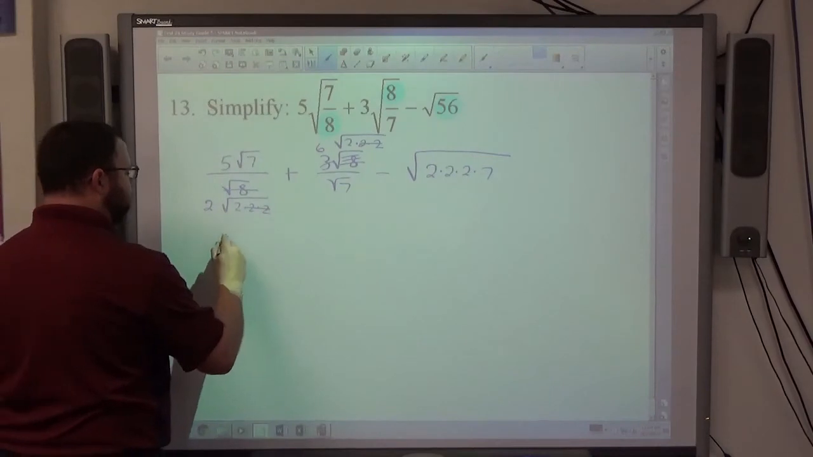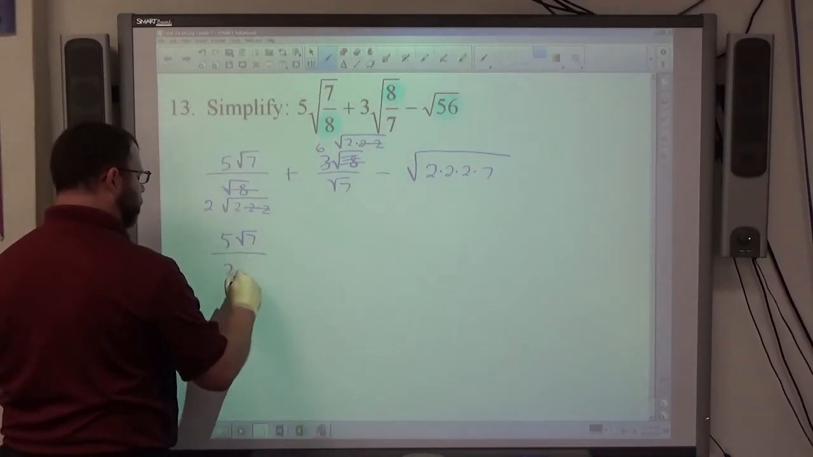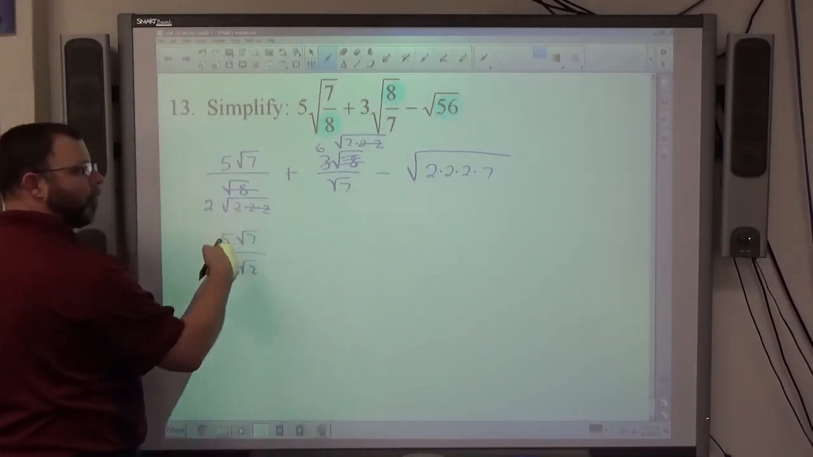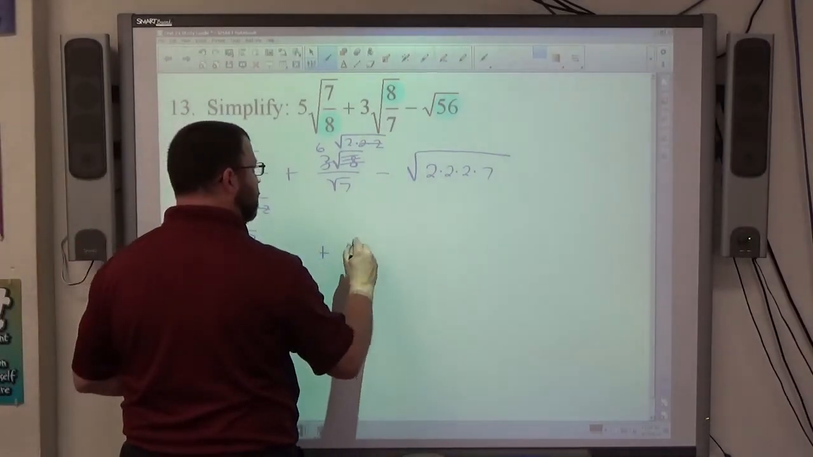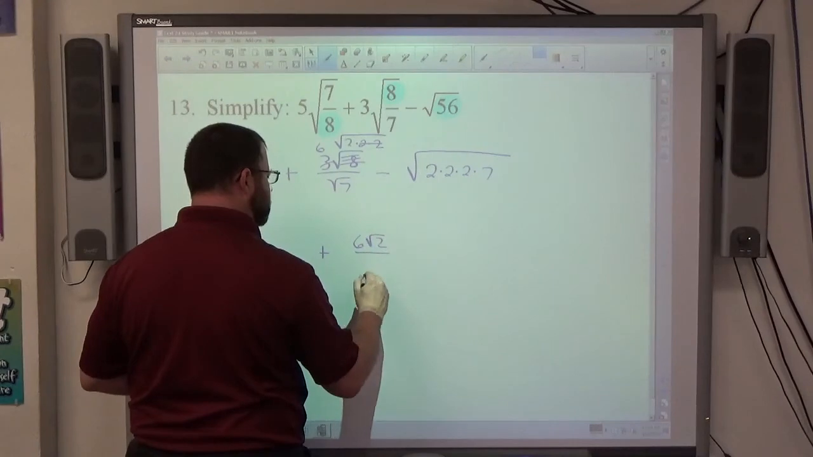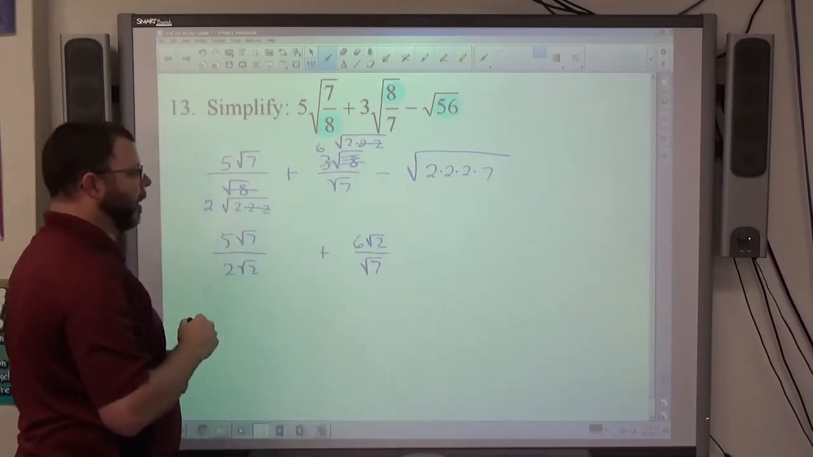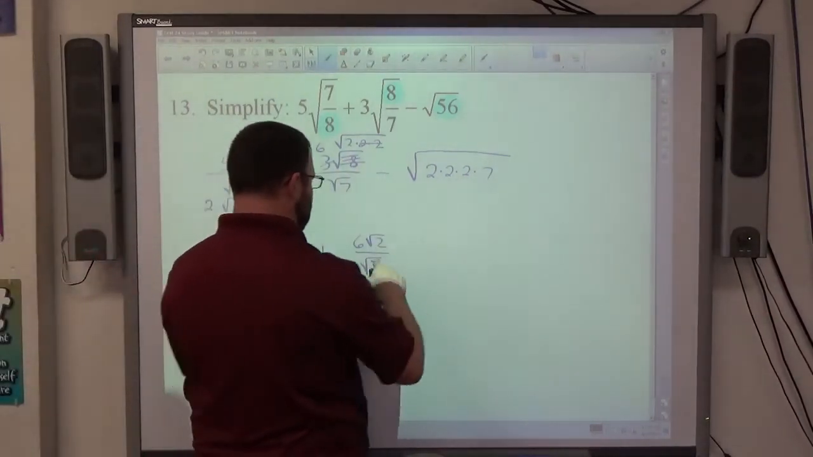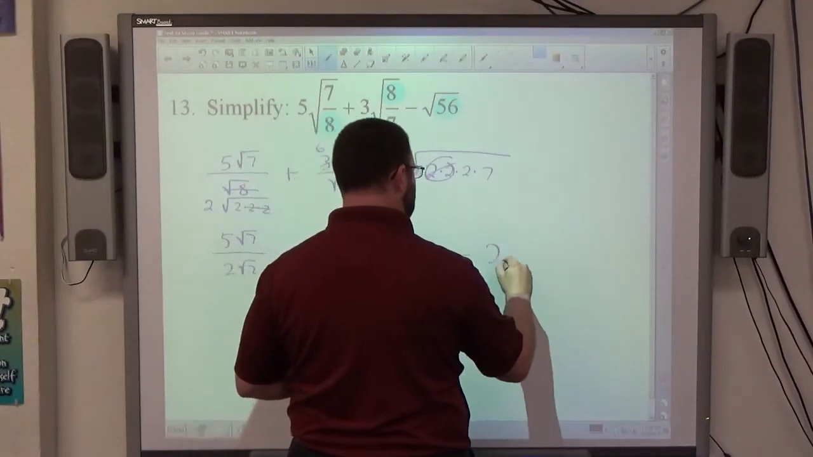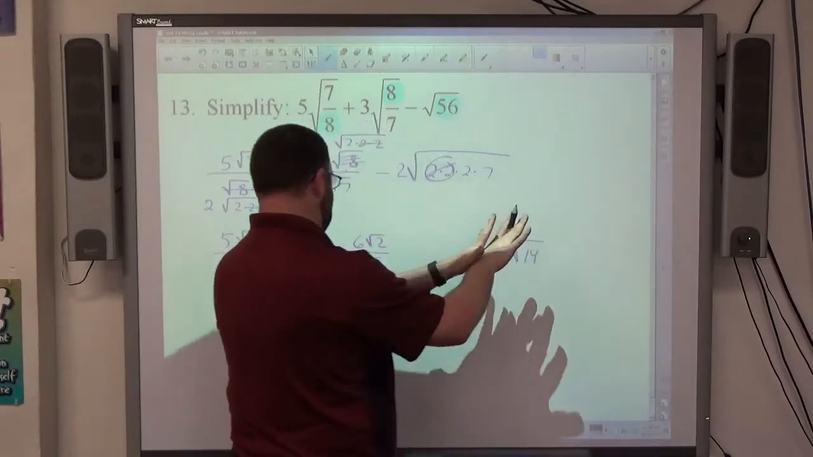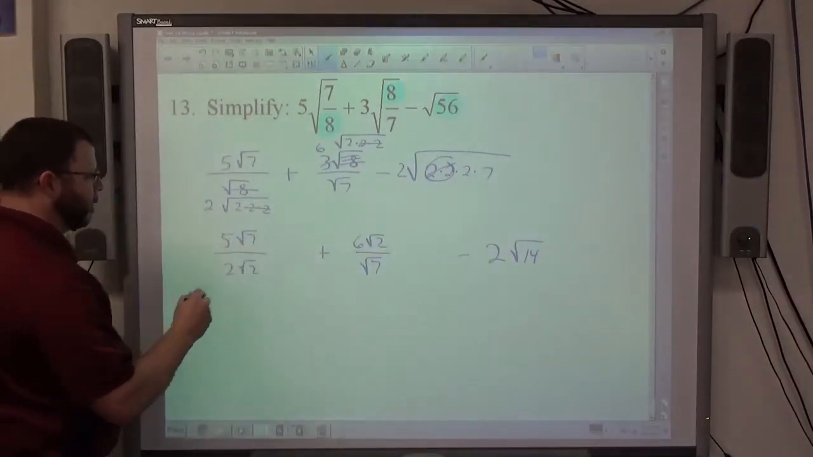So 5 times the square root of 7 over 2 times the square root of 2 is better than the square root of 8 on the bottom. Leave some space. 6 times the square root of 2 over the square root of 7 is better than 3 times the square root of 8 over the square root of 7. Leaving some space there. And then of course I can go ahead and take this 2 out, right? So 2 times the square root of 14. So that's fine.